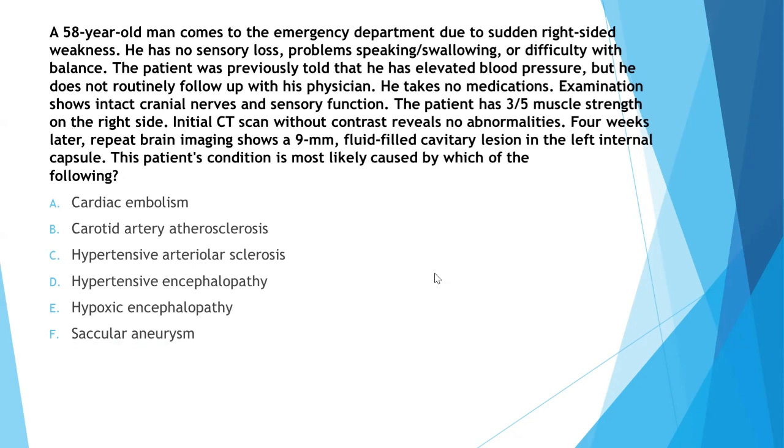Examination shows intact cranial nerves and sensory function. The patient has a 3/5 muscle strength on the right side. Initial CT scan without contrast reveals no abnormalities. And 4 weeks later, the repeat brain imaging shows a 9 mm fluid-filled cavitary lesion in the left internal capsule. Now, this patient's condition is most likely caused by which of the following: cardiac embolism, carotid artery atherosclerosis, hypertensive arteriolar sclerosis, hypertensive encephalopathy, hypoxic encephalopathy, or saccular aneurysm.